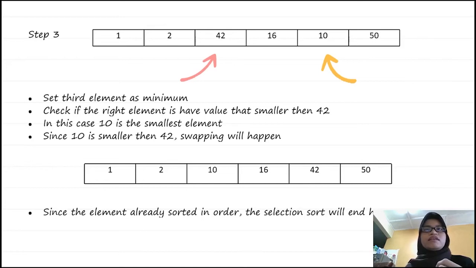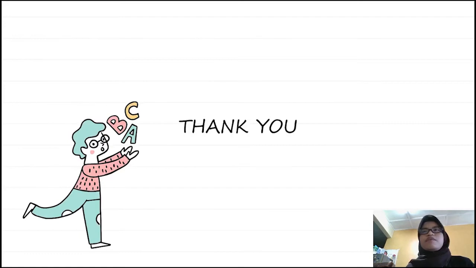So the selection sort will stop here because our elements are already sorted in the right way. That's all from me. Thank you.